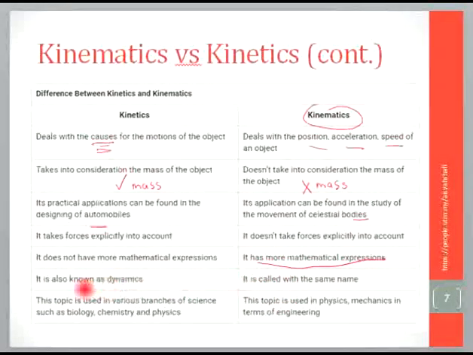Okay, kinetics is also known as dynamics, and kinematics is a topic used in physics and mechanics, in terms of engineering. Kinetics is used in various branches of science such as biology, chemistry, and physics.